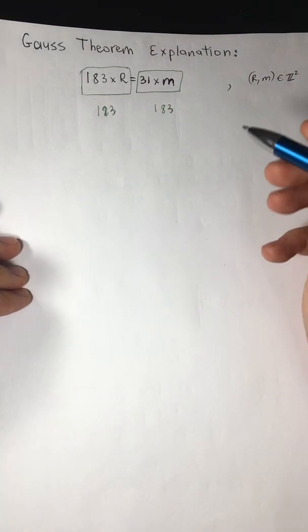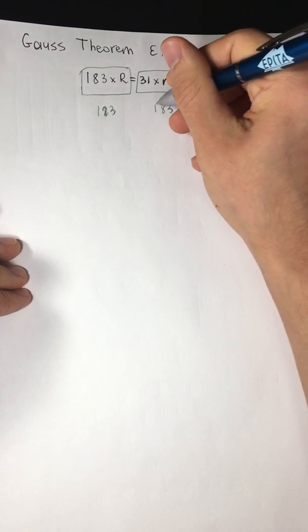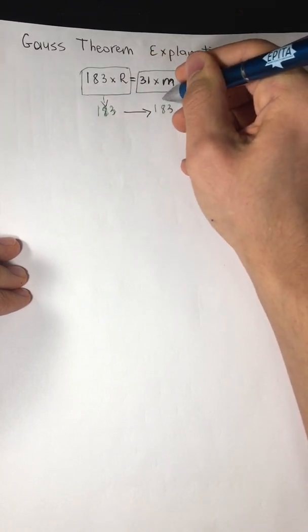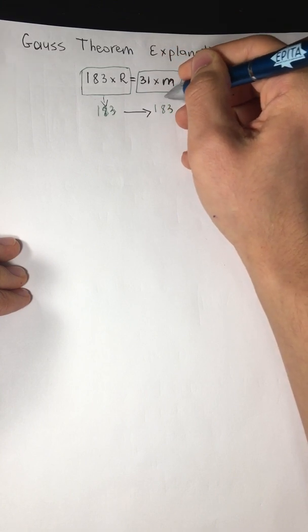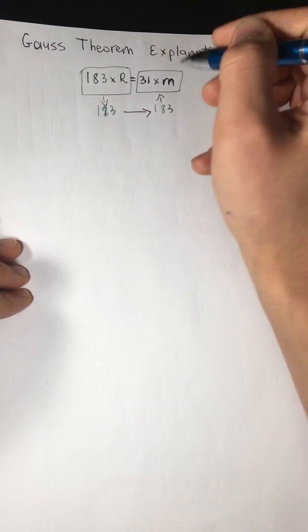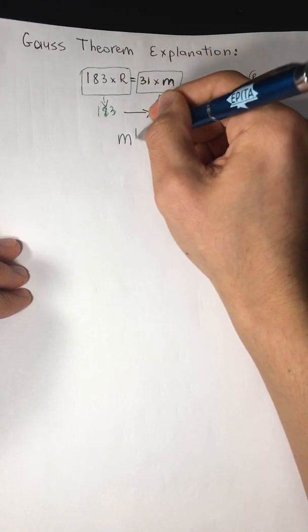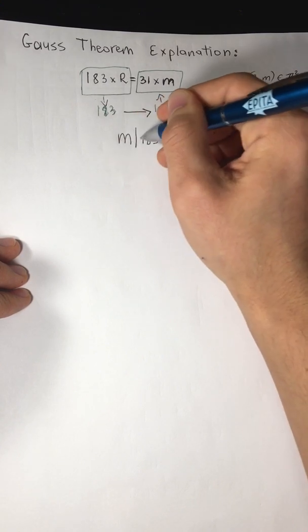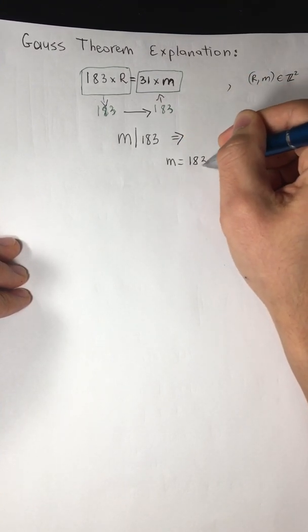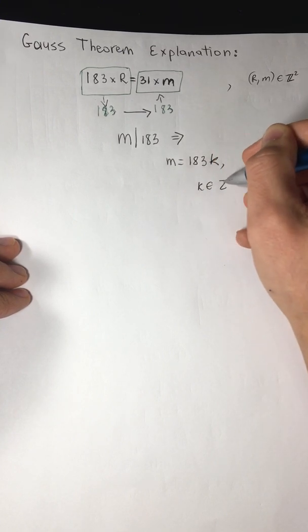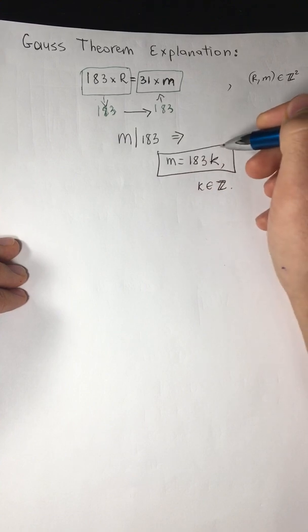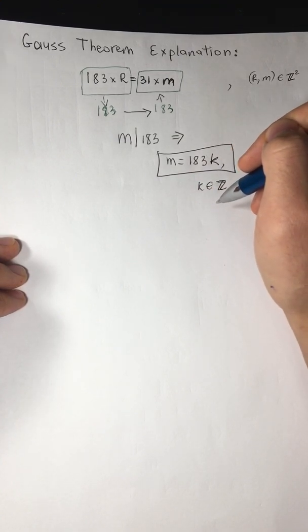It's easy now, you understood it. So based on this, the right side must be divisible by 183. And can you divide 31 by 183? Yes or no? No. That's why m must be divisible by 183. So 183 divides m. It means you can write this in another notation: m is equal to 183 times k, where k is an integer number. So that's where it comes from. That's it.